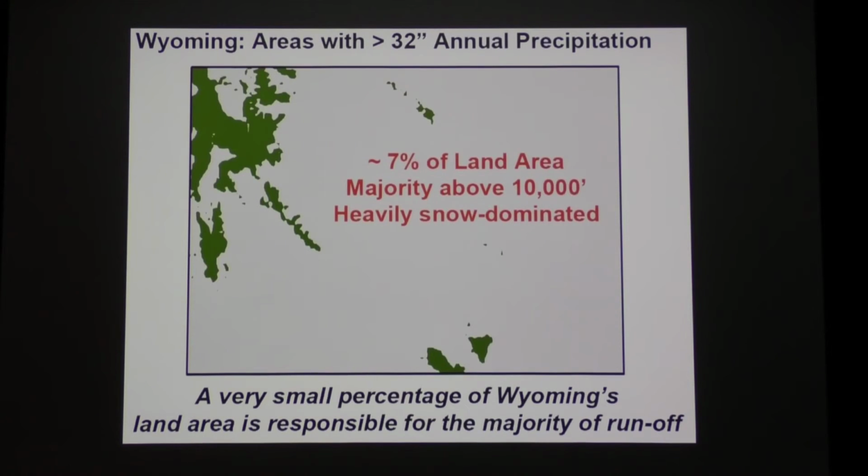For Wyoming, it's really different than some other states because a majority of our land area above 10,000 feet is heavily snow dominated. You guys are here, okay? In that beautiful, heavily snow dominated environment. But look at the rest of the state. That's why we're number 3 in terms of precipitation, because those lower elevations don't get as much.